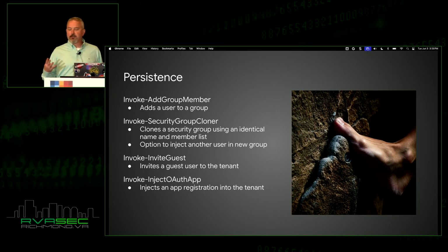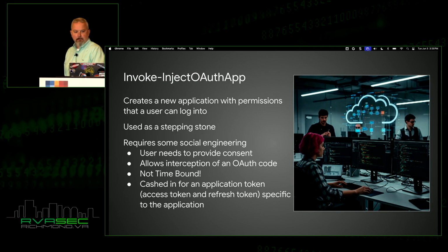And there are 4 different modules for persistence. You can add a group member. Remember, we talked about defaults that were there for Azure. So add group member. I can clone a security group. That's pretty cool. I can invite a guest, or I can inject an OAuth app. In the time that we have, I chose to do the last one, which is create an application. But you can do these other things as well.